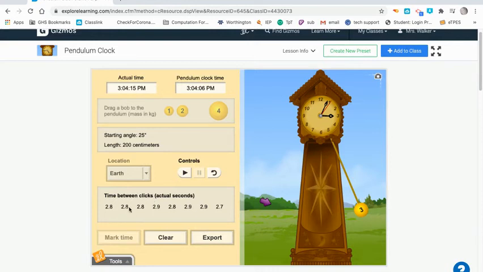Let's see, 1, 2, 3, 4, 5, 6, 7, 8. And 4 of those times it was 2.8. So I could say when the starting angle is 25 degrees and the length of the pendulum is 200 centimeters, with the bob, I use the number 3 one here, there's 3 kilograms, then the length of the pendulum's period is 2.8 seconds.